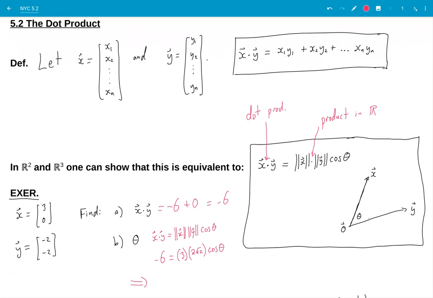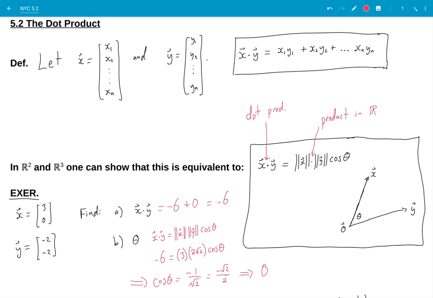So what do I get? I solve for cos theta. Cos theta is, if I solve this, what do I get? Minus 2 over root 2. No, that can't be right. Minus 1 over root 2, which is the same as minus root 2 over 2.